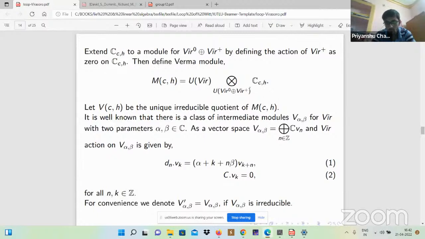Actually, this is the induced module. So we define the Verma module M_{c,h} as U(V) tensor with C_{c,h}. Actually, C_{c,h} is a module for V0 direct sum V plus, and V0 direct sum V plus is a subalgebra of V. So you can take the tensor product over this, and this kind of module is called a Verma module. And let T_{c,h} be the unique irreducible quotient of M_{c,h}.